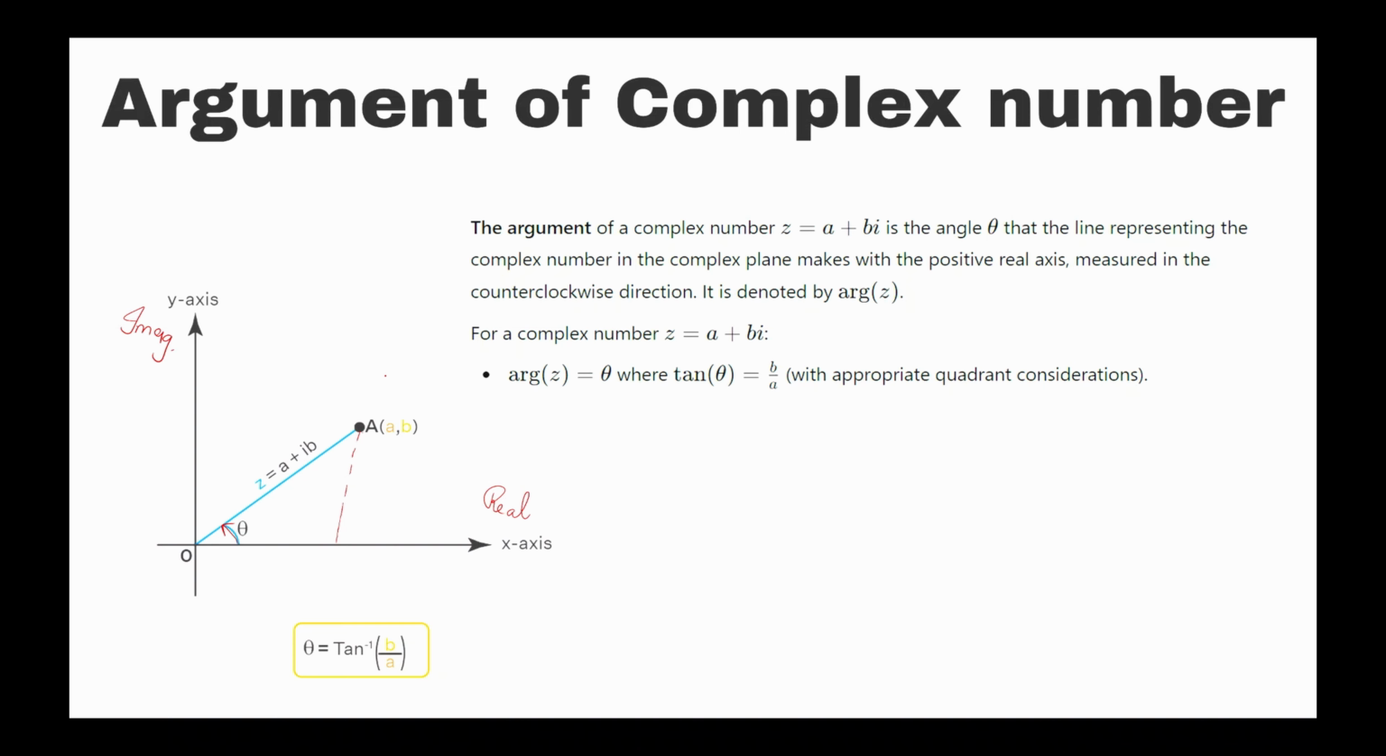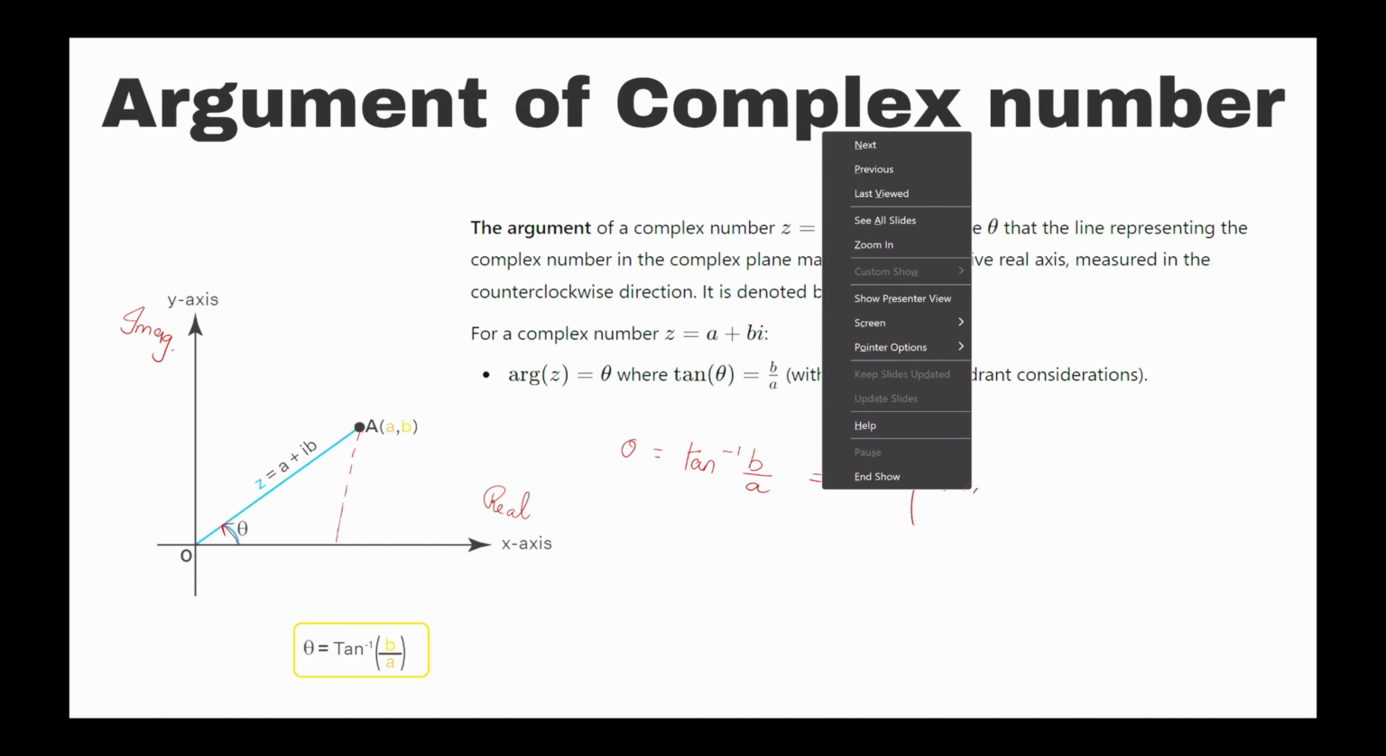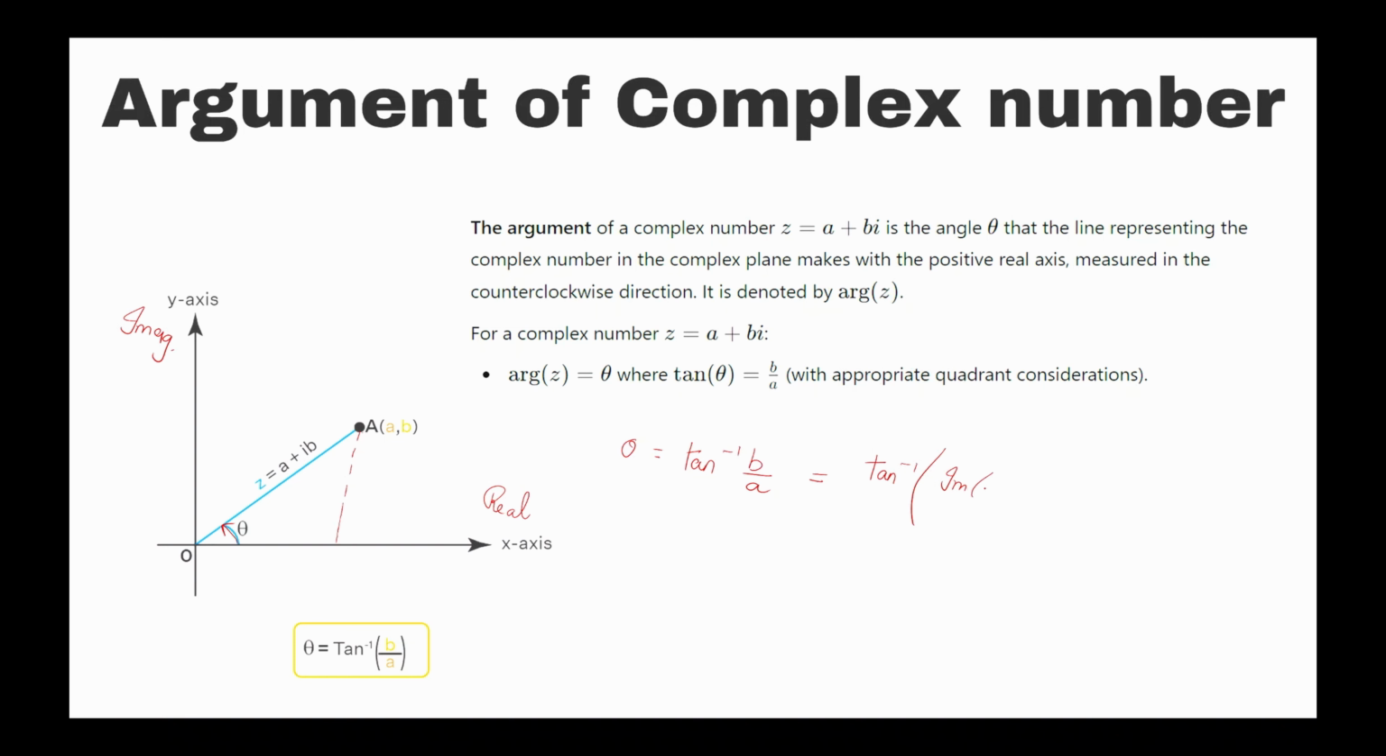So basically my theta is going to be b by a, or what else can I say about theta? If theta is equal to tan inverse b by a, that means this can also be written as tan inverse of the imaginary part of z upon the real part of z. I hope you are understanding this thing. So for any type of complex number that we have been given, we can write it in this format also. We can find out the argument by writing tan inverse of the imaginary part of that complex number divided by its real part.